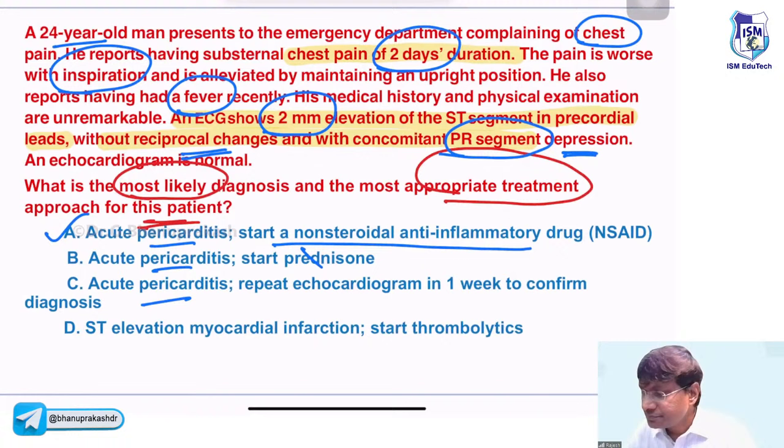And the anti-inflammatory drug, why are you giving it? Because it is inflammation, pericarditis. So you need to give non-steroidal anti-inflammatory drugs. We give prednisolone only when the individual is refractory to NSAIDs.